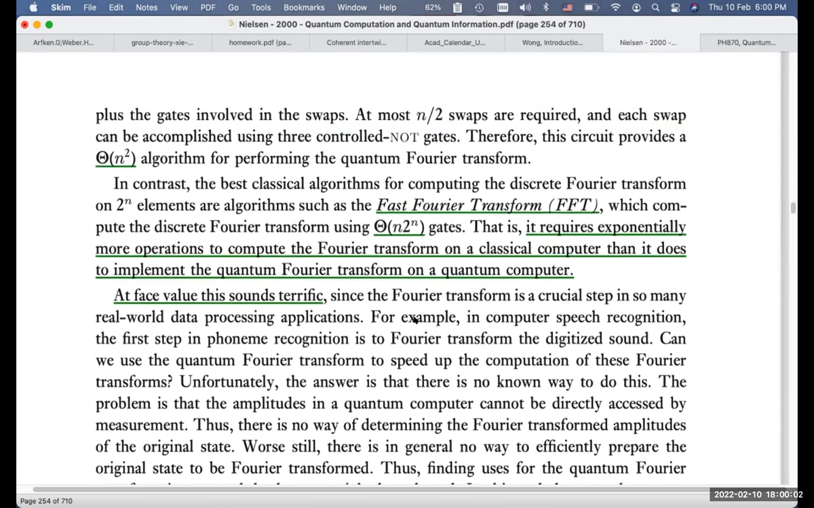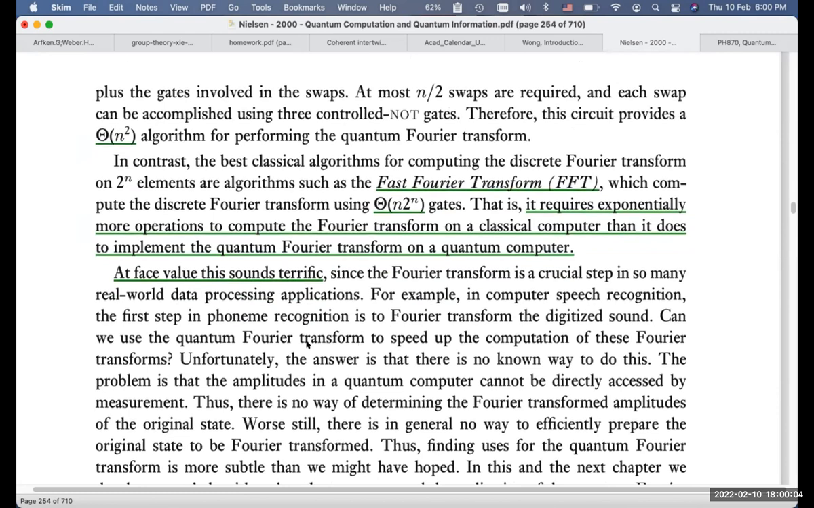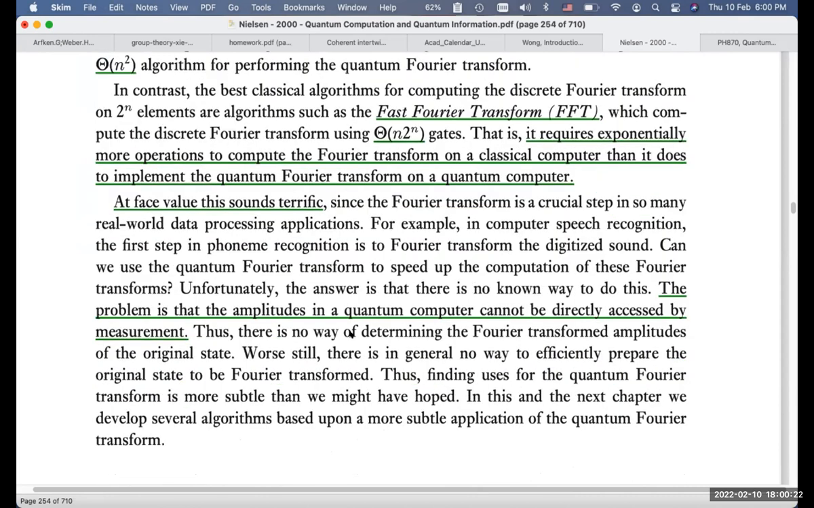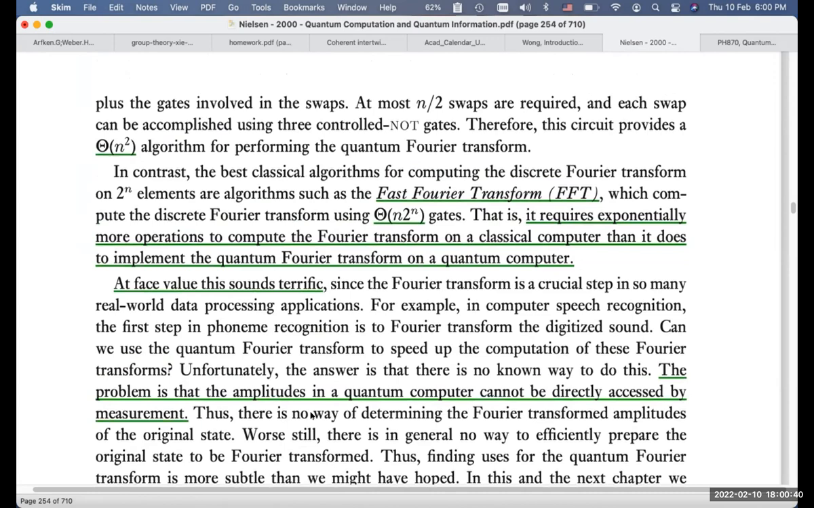But the problem is that in the quantum Fourier transform, the amplitudes which you actually need cannot directly be accessed by measurement. You can measure the amplitude of one qubit, but if you do that, the state of all the others collapses. So there is no way of determining the Fourier transformed amplitudes of the original state.